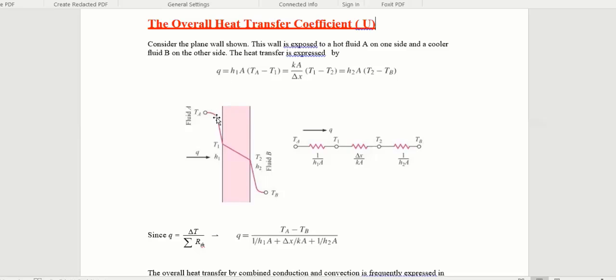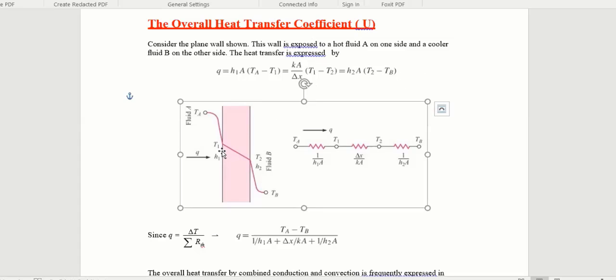Okay, first here it is convection. So what is the formula? Q is equal to HA delta T, right? So Q is equal to H. Here the convective heat transfer coefficient is H1. A is nothing but the area, and what is this delta T? That is nothing but temperature difference, Ta minus T1, right? So this is first, this is nothing but convective heat transfer, HA delta T.